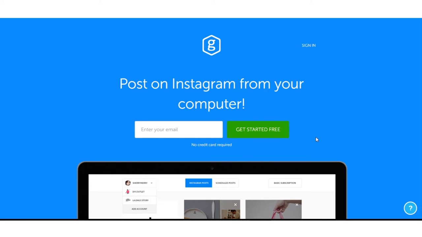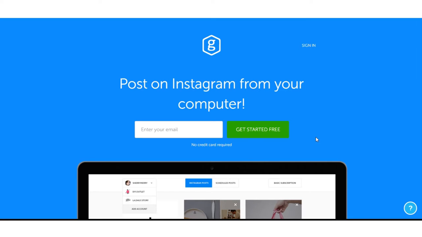Today we're going to be talking about Grum.co, and Grum is a great Instagram tool that is there to help you manage your Instagram feed. This is something that I found because of being a member of AppSumo.